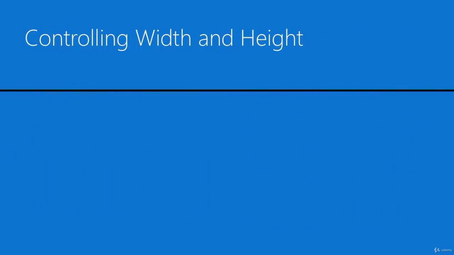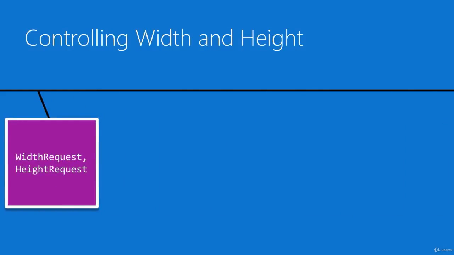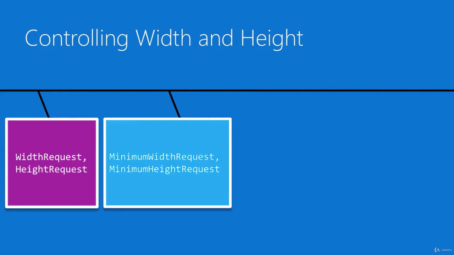In a similar fashion, controls can request a specific width or height, or a minimum width or height, using properties on the view base class. Width request and height request request a specific width and height for the element. These will override the measured size of the element. Minimum width request and minimum height request request a minimum width and height. Views can be made larger to fit the content if necessary.